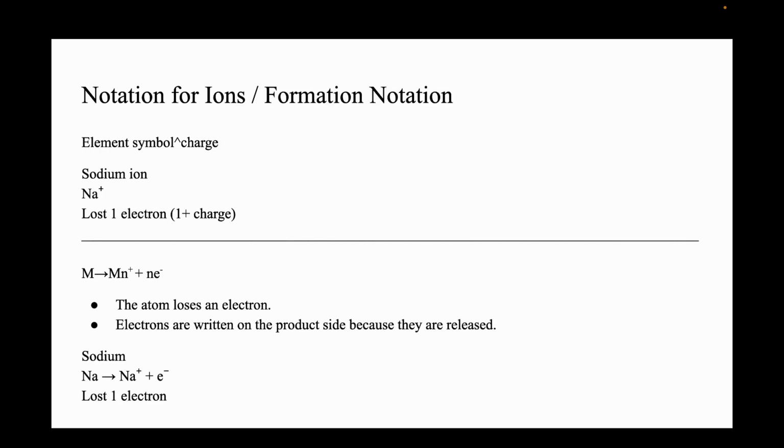So now the notation for ions and formation notation. I just called this formation notation because it rhymes, it's kind of catchy. Maybe you will remember it easier that way. But first, notation for ions. It's the element symbol with the charge, which looks like an exponent. So sodium ion +1: lost 1 electron, +1 charge. And here we have formation notation. Our example is when an atom loses an electron. We have sodium. It's going to become a cation, +1, plus the electron that it lost.